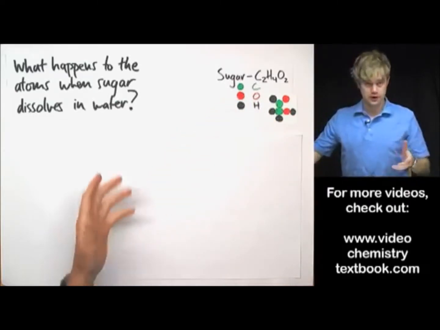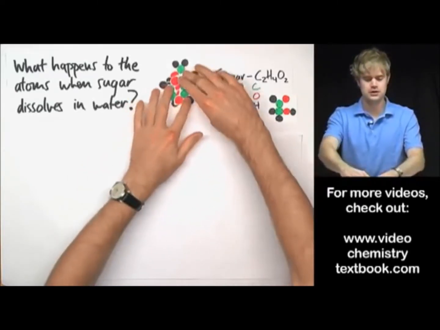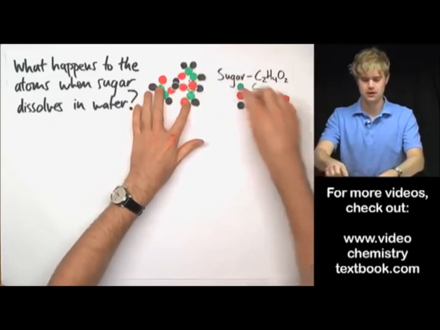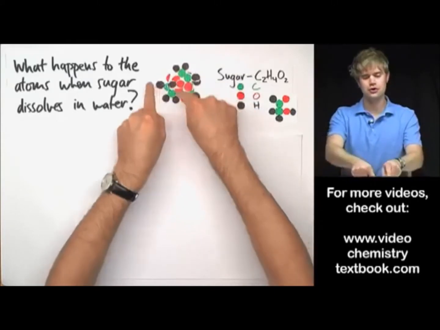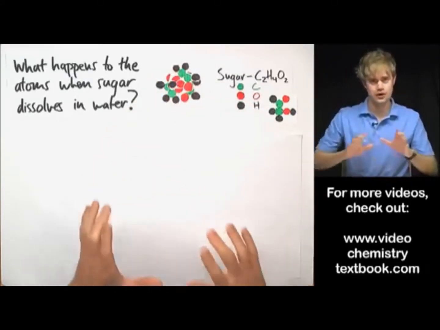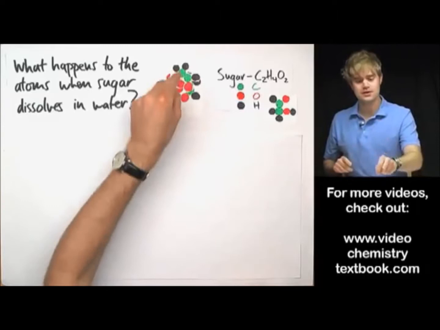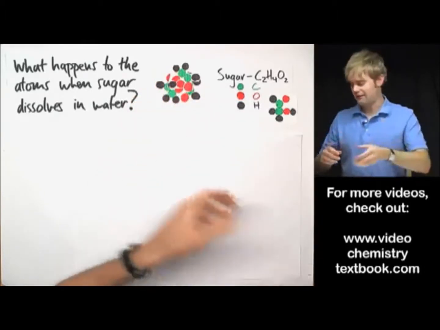And a grain of sugar, like the kind that you would actually dissolve in water, looks like this. It's a clump of a bunch of these sugar molecules, and they're all clumped together. So anyway, we have a grain of sugar like this. We dissolve it in water. What do these atoms actually look like after it's dissolved?